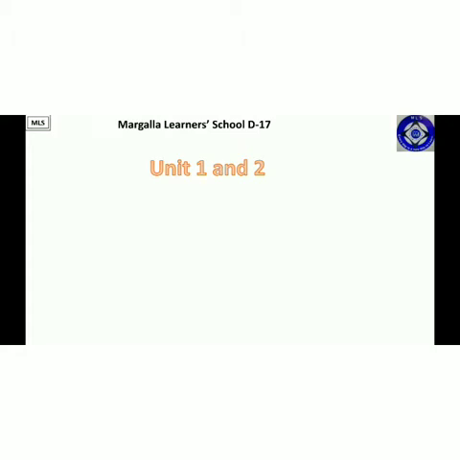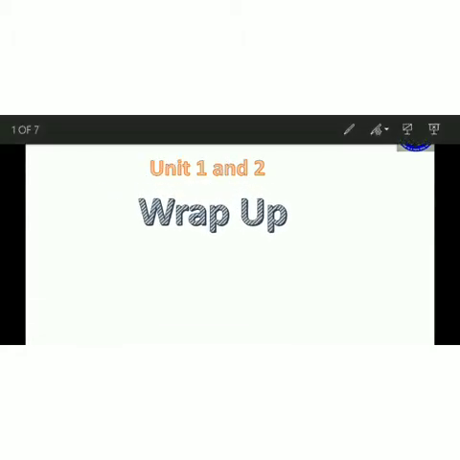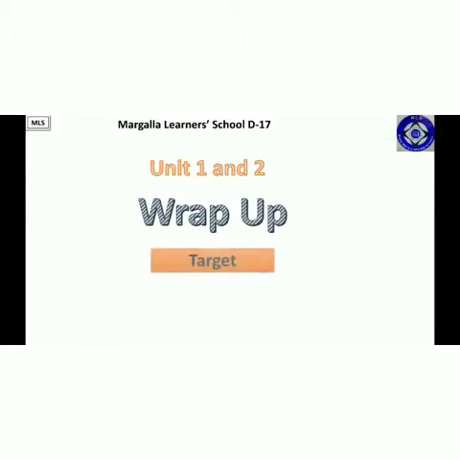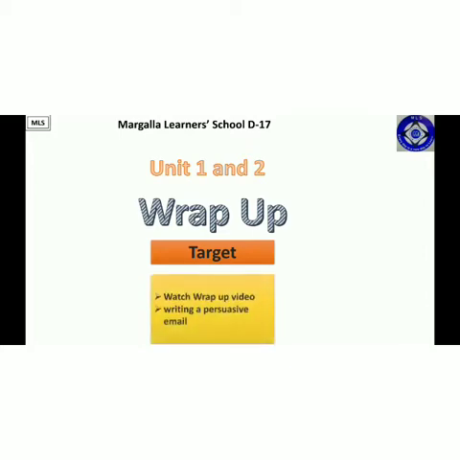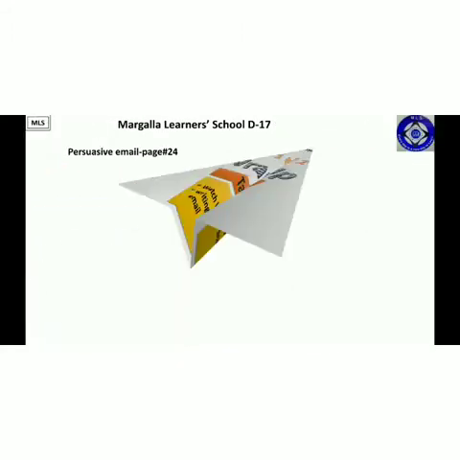My dear students, we have done chapter number 1, Dreaming of Dodos, and chapter number 2, Saving Our Tigers. Today we are going to do the wrap-up session of these two chapters. A video would be available down below this lecture, a wrap-up video regarding animal saving, which you would watch after attending this lecture. Another task is to write a persuasive email, which we would be learning how to write during this lecture. In this regard, you must open page number 24 in your books.